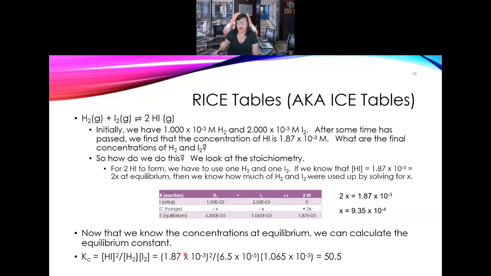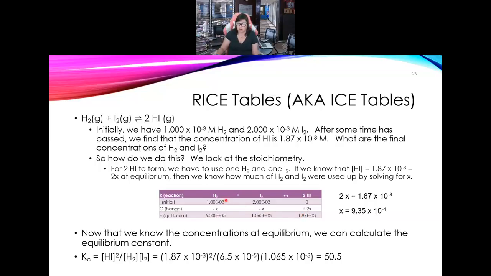So RICE tables, aka ICE tables. In some textbooks, this is listed as the initial, these are my initial conditions, the change, what happens during the course of this reaction as it's written, and my equilibrium. So what is that concentration going to be at equilibrium?